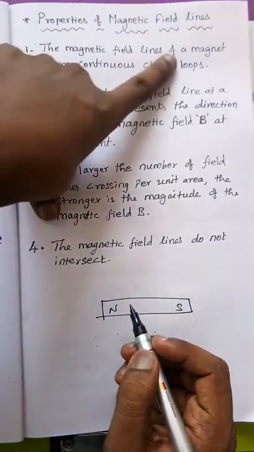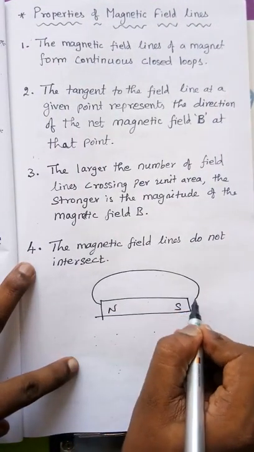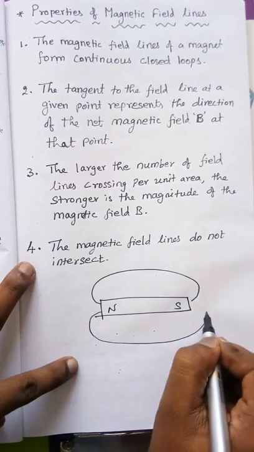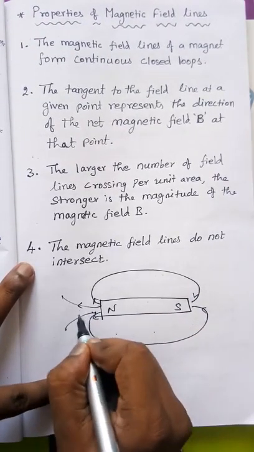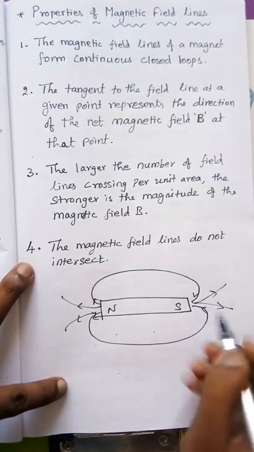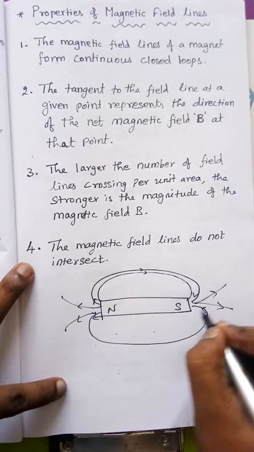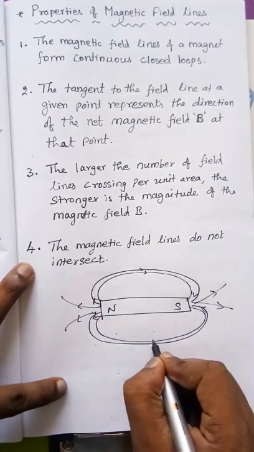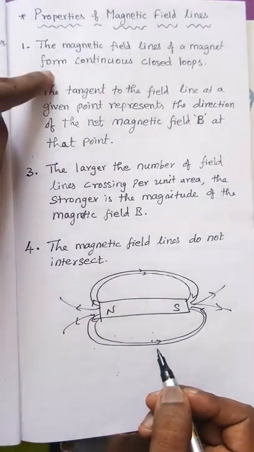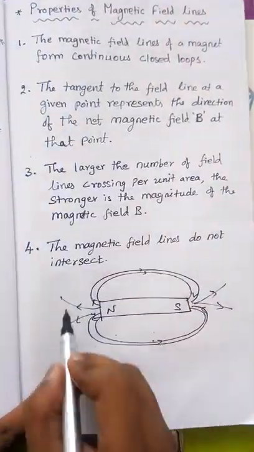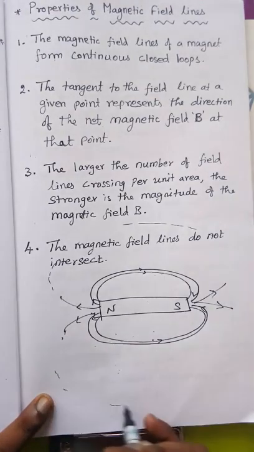See, the magnetic field lines of a magnet form continuous closed loops. Continuous closed loops means, like that it will come, it's a closed loop. It starts from north and ends at south. So these are continuously closed loops. First property: the magnetic field lines of a magnet form continuous closed loops. Actually, these are also loops, like that it will come.